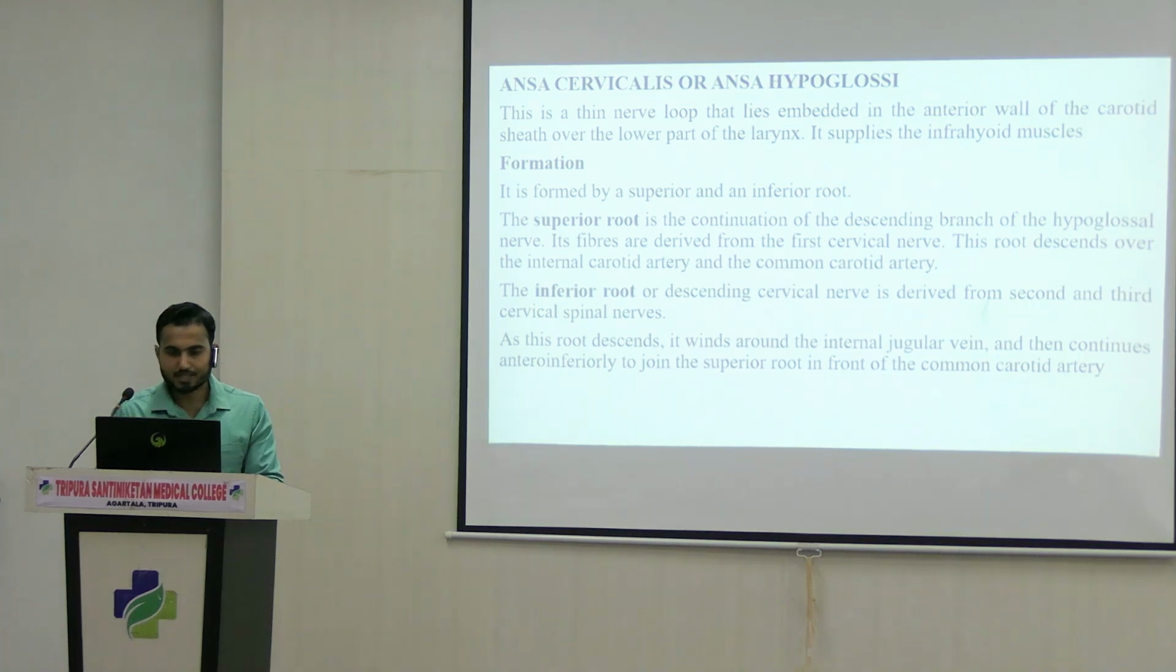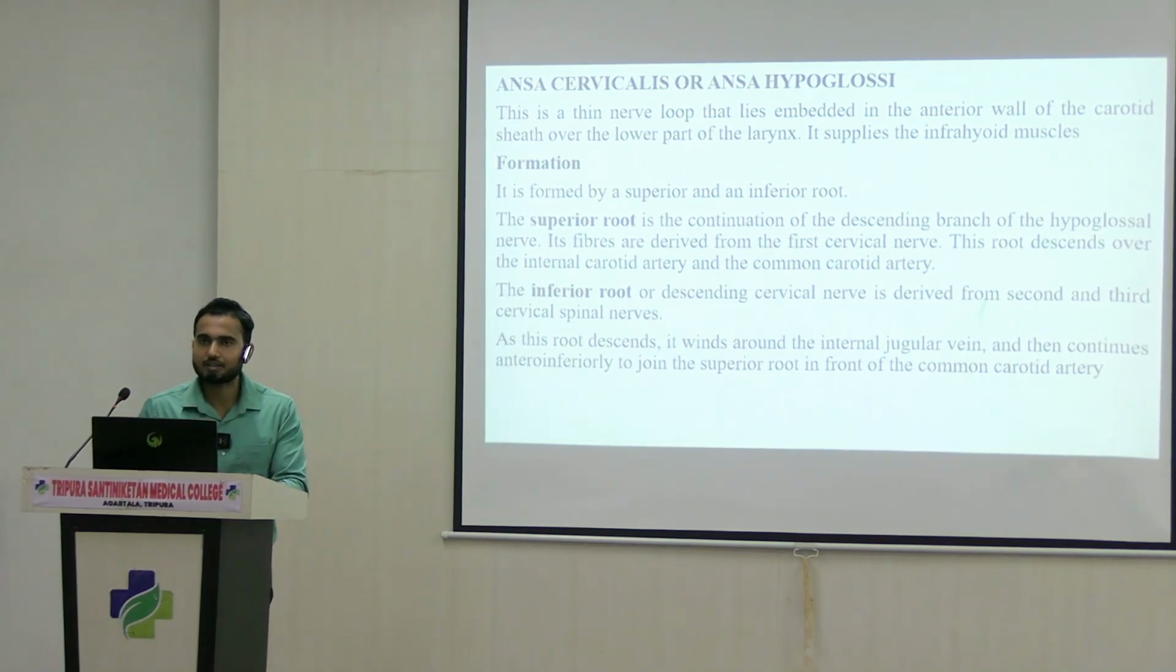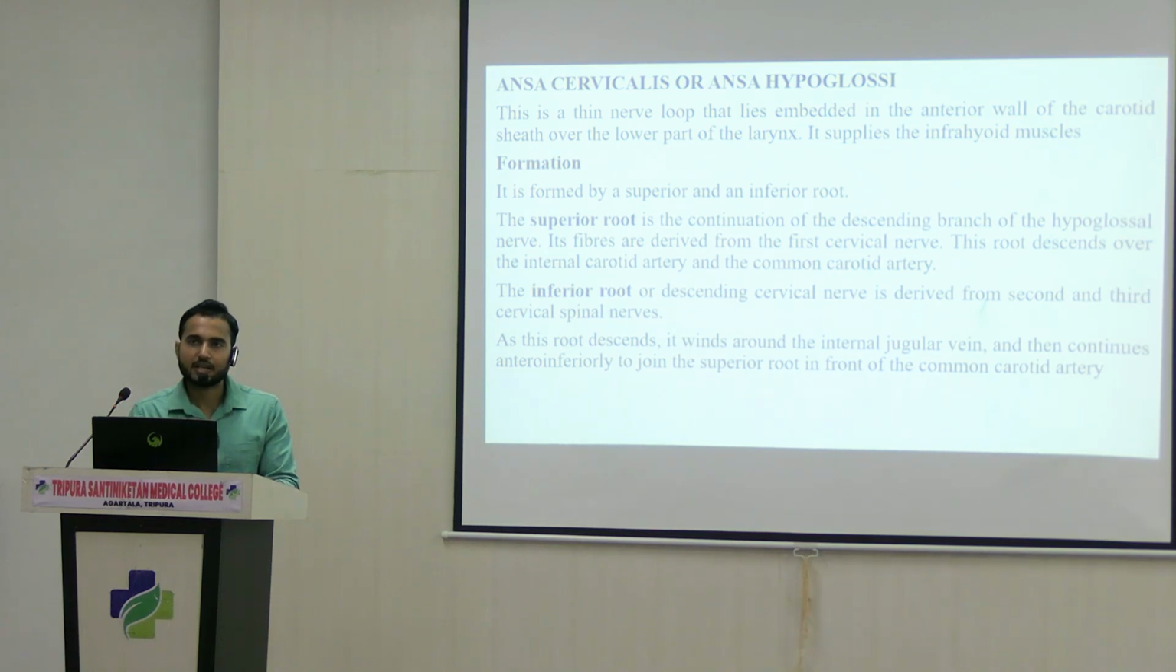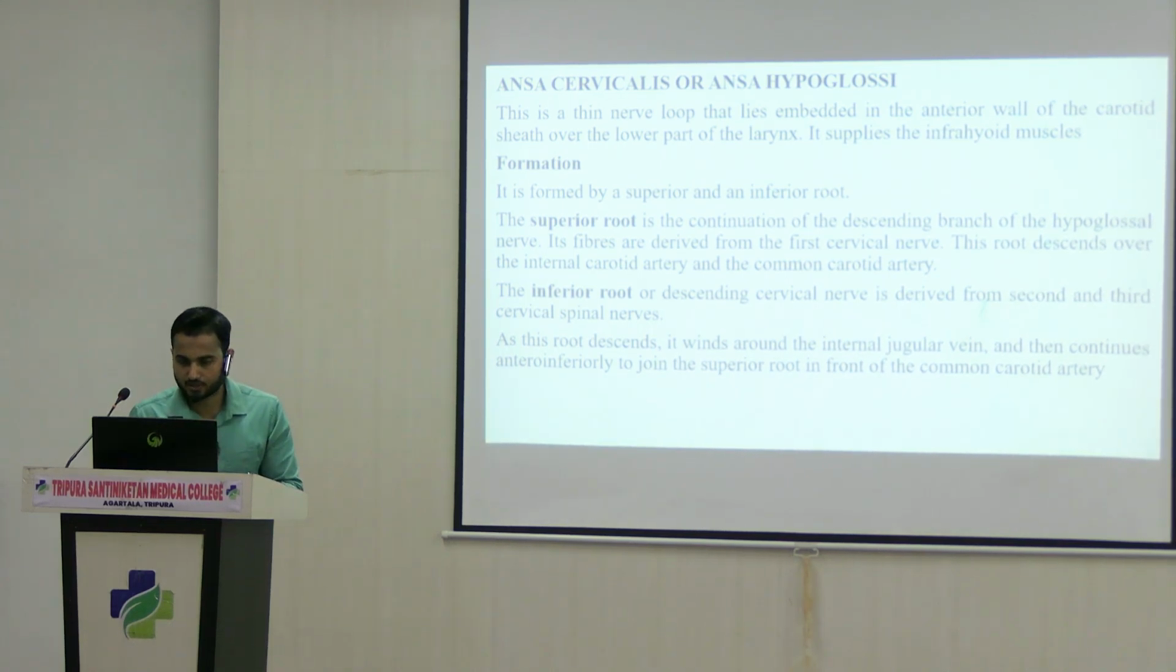So what exactly is this Ansa cervicalis? It is a thin loop of nerve embedded in the anterior wall of the carotid sheath, over the lower part of the pharynx. And what is the function? It supplies the infrahyoid muscles. Does anyone know how many infrahyoid muscles are there? Total 4 infrahyoid muscles are there. That day I showed you the chart. Origin, insertion, nerve supply, action, everything was discussed. To supply the infrahyoid muscles, this Ansa cervicalis is responsible.